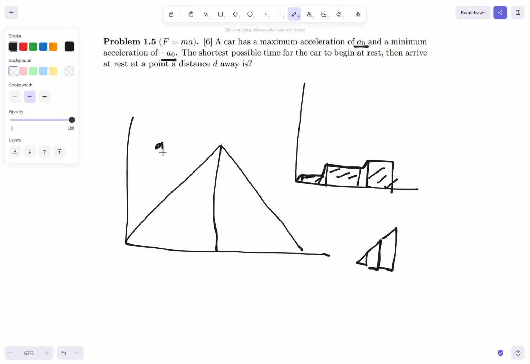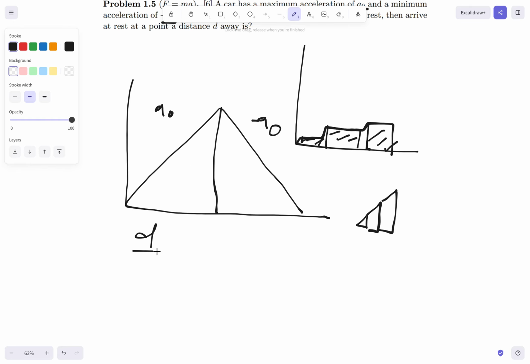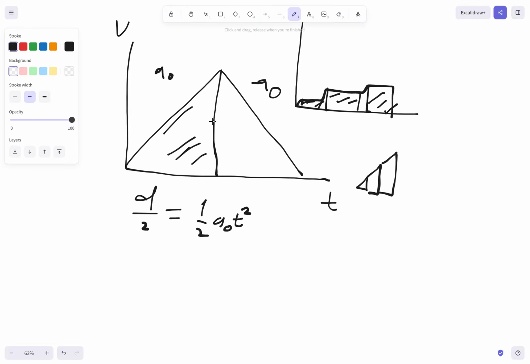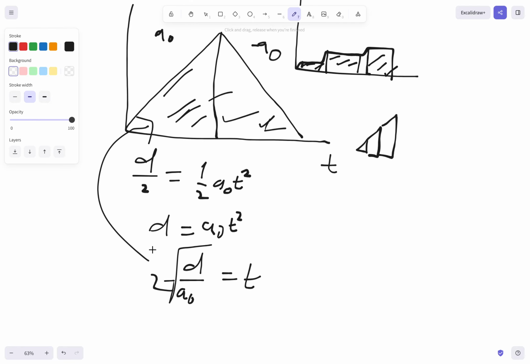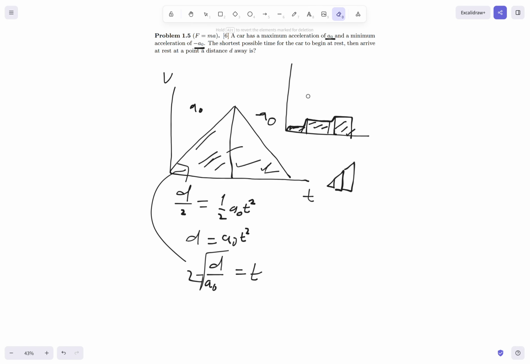So they say this is a naught, this is negative a naught, and this point is d over 2. Find the distance under the v of t curve. So d over 2 equals one half a naught t squared, and that's only for this half. So you get d equals a naught t squared, so the square root of d over a naught equals t. And that only goes for this section, so you have to multiply by 2, because we didn't consider this section. Bang. That is the solution to the problem.